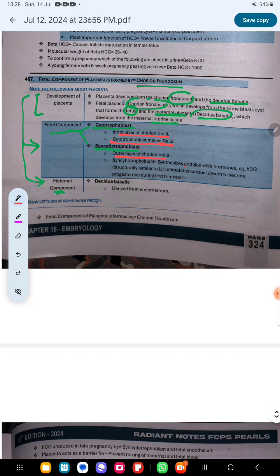Syncytiotrophoblast synthesizes and secretes hormones like HCG. Structurally, it is similar to luteinizing hormone. It stimulates the corpus luteum to secrete progesterone during the first trimester of pregnancy. Now the maternal component of the human placenta is decidua basalis, and it is derived from the endometrium of the uterus.